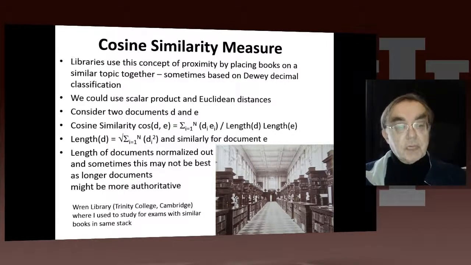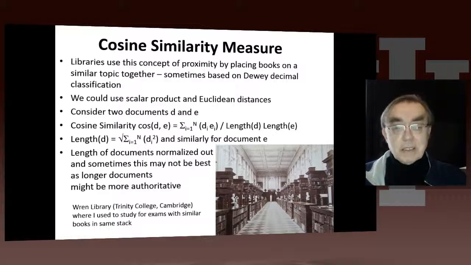Anyway, we have two documents D and E. We actually don't have them in 3 dimensions. We have them in a million dimensions. And we look at the cosine similarity, which is the scalar product divided by the length of D and the length of E. And the length, of course, is the square root of the sum of the squares of these components D_i. Each of those D_i is the TF. And we have a similar thing for E.